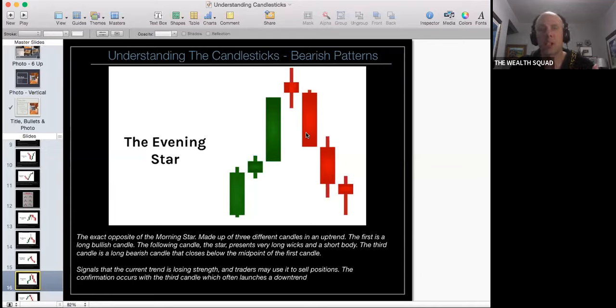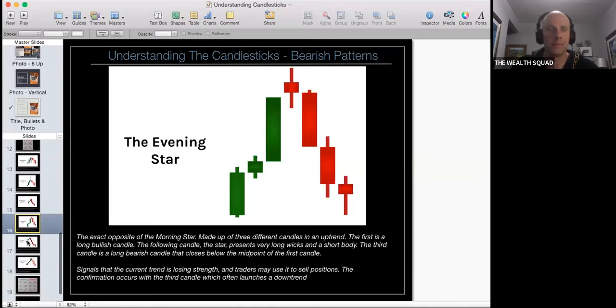The confirmation occurs with the third candle, which often launches the downtrend, which is this one here, right? Or basically this one, right? 1, 2, 3. And that signals the downtrend. Come back to these candles. I have the candlestick patterns chart printed and explained.